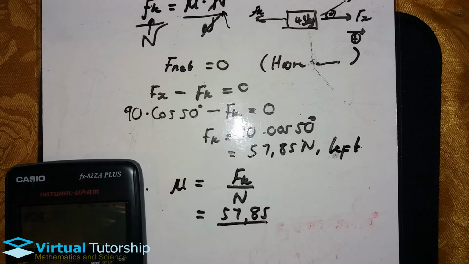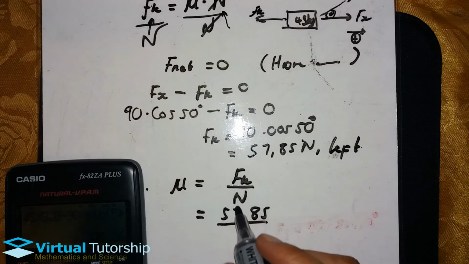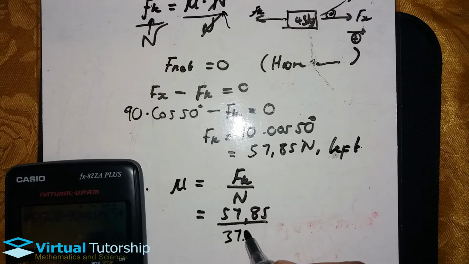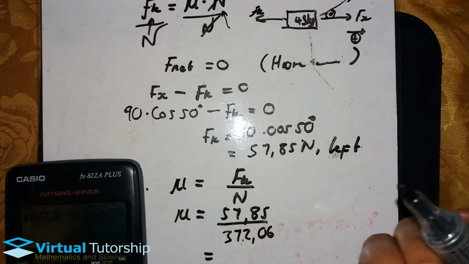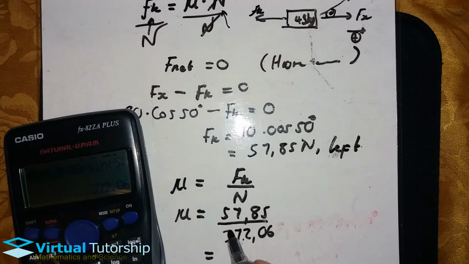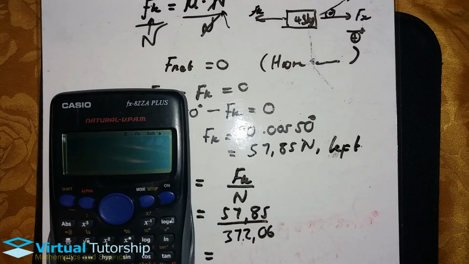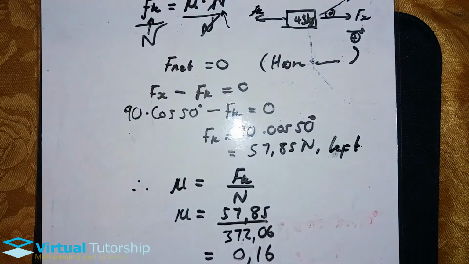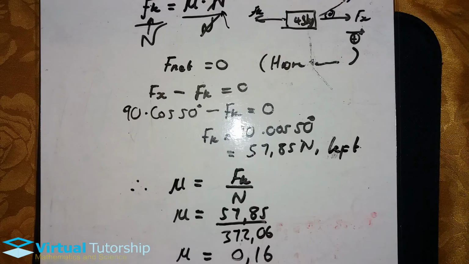45 times 9.8 minus 90 times sine 50, so the normal force is 372.06. If you want, you can pause the video and go back to check this value; I had to recalculate because I forgot this value. So mu is going to be equal to 57.82 divided by 372.06, which is equal to 0.16. So this is the final value of mu. So my mu is equal to 0.16.